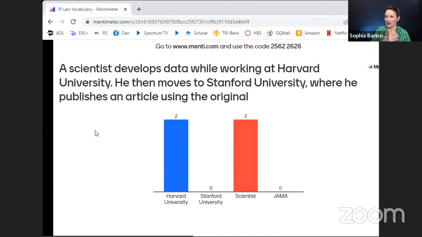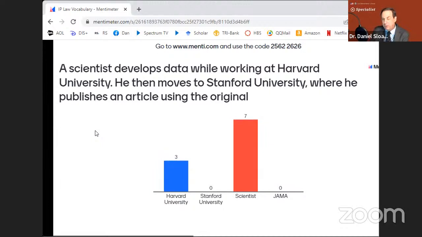Okay, because I was afraid that I may be jumping ahead of the train. In America, people in academia would most likely know that, but that's a great question. What is JAMA? It's the Journal of the American Medical Association, so this would be the journal that it was maybe published in. So the question is, who owns this? Harvard University, Stanford University, the scientist, or the journal?